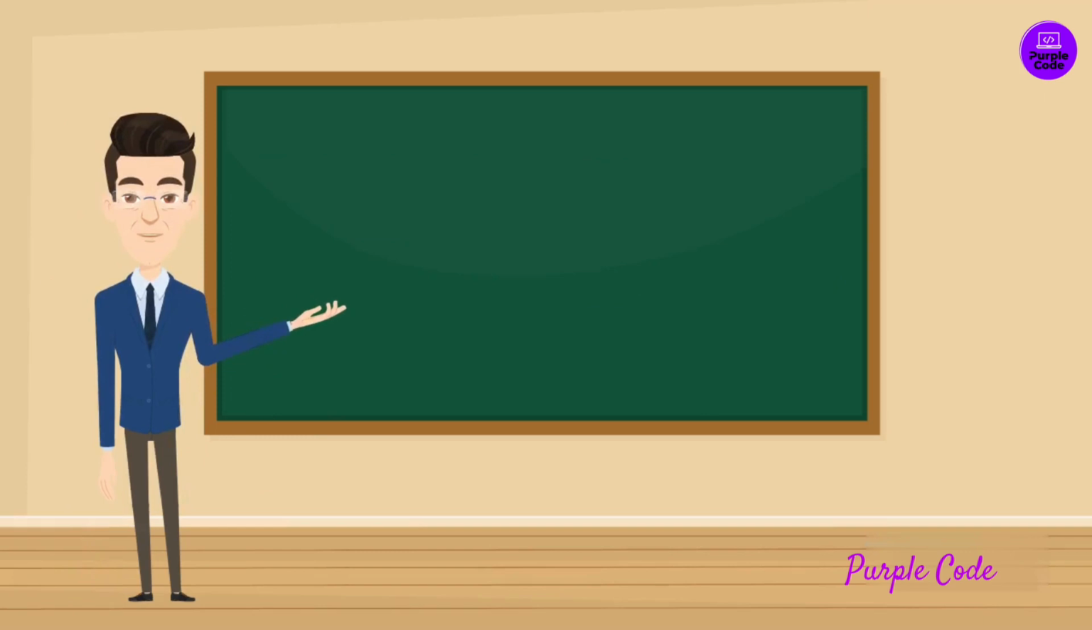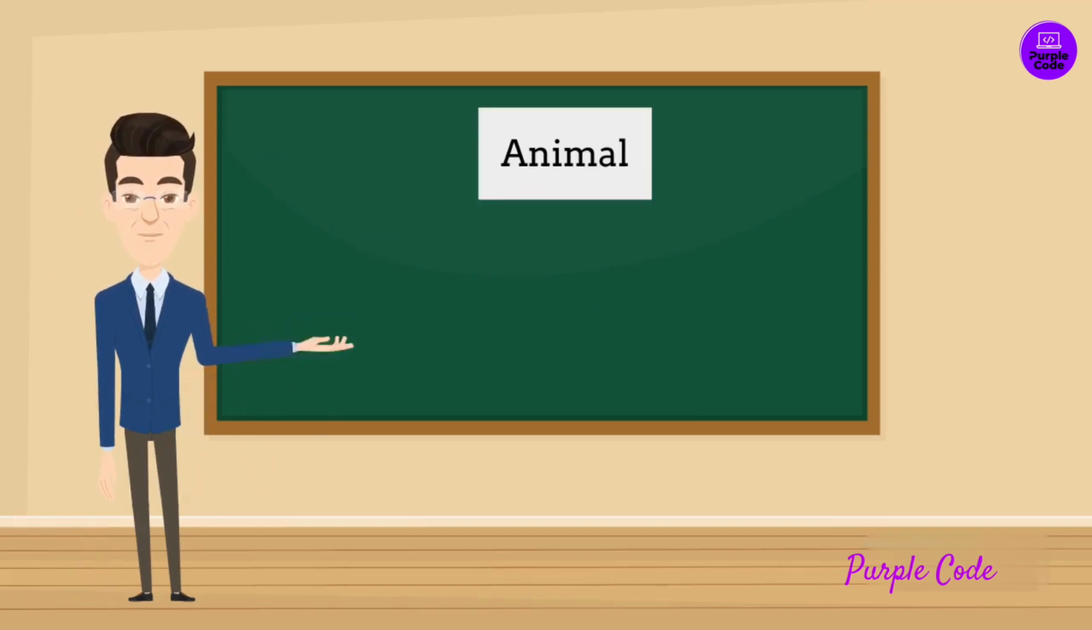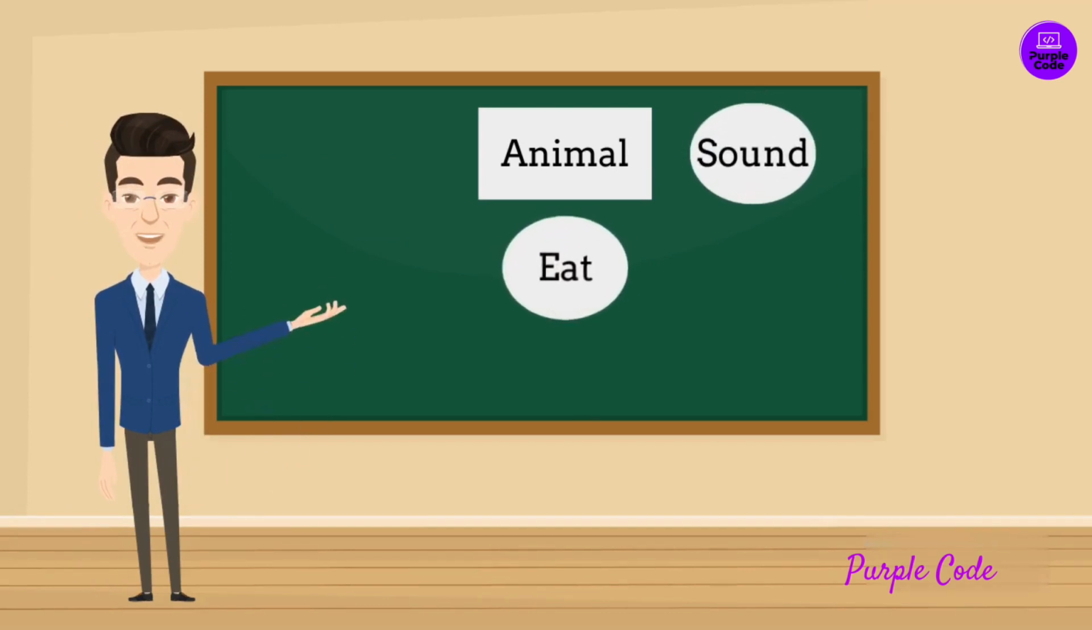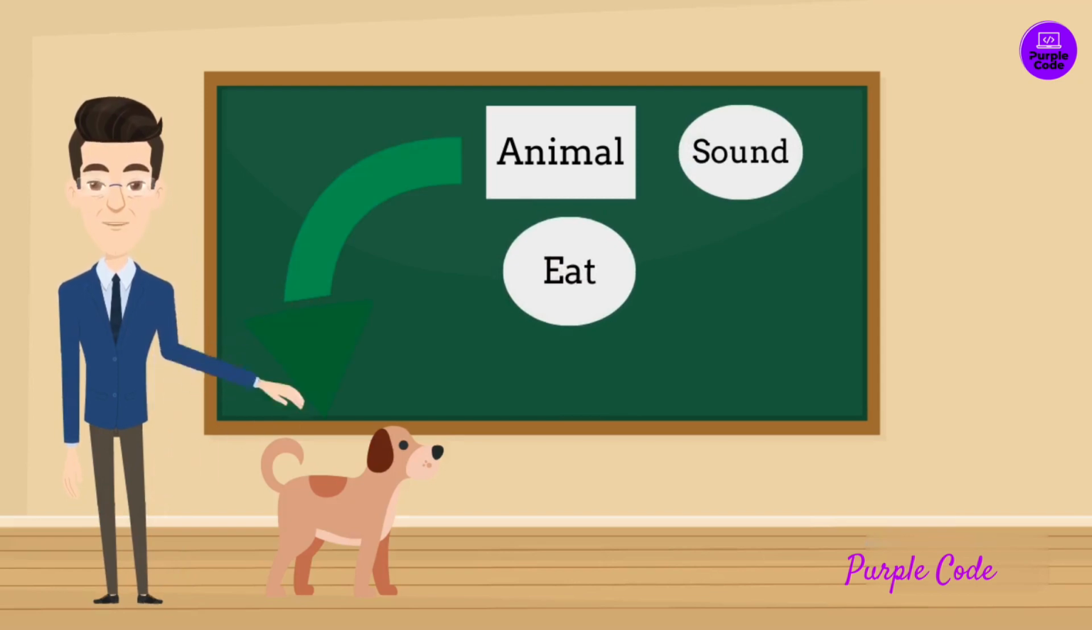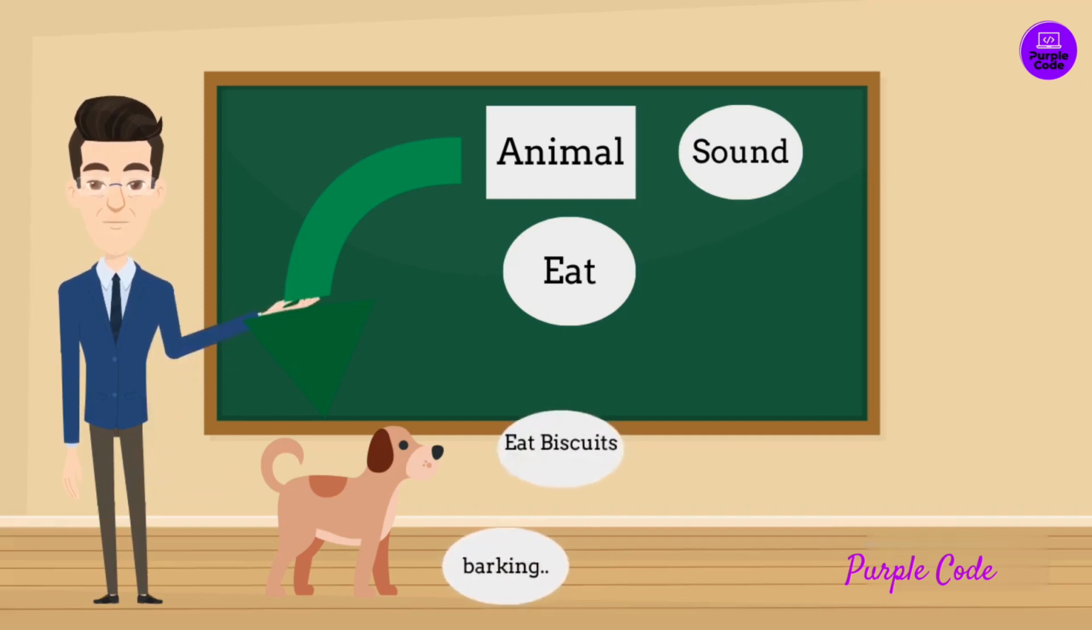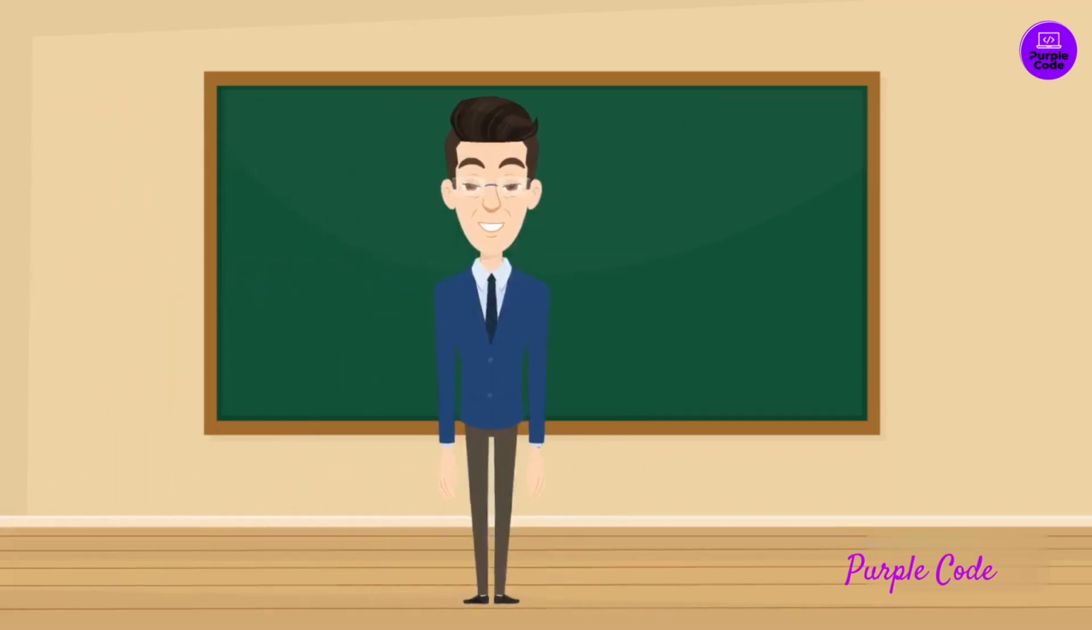Say we have a parent class, Animal, which has properties like sound and eat. Now we have another class, Dog, which inherits from the parent class, Animal. It will also inherit the properties, eat and sound, of the parent class Animal. Let's see an example.